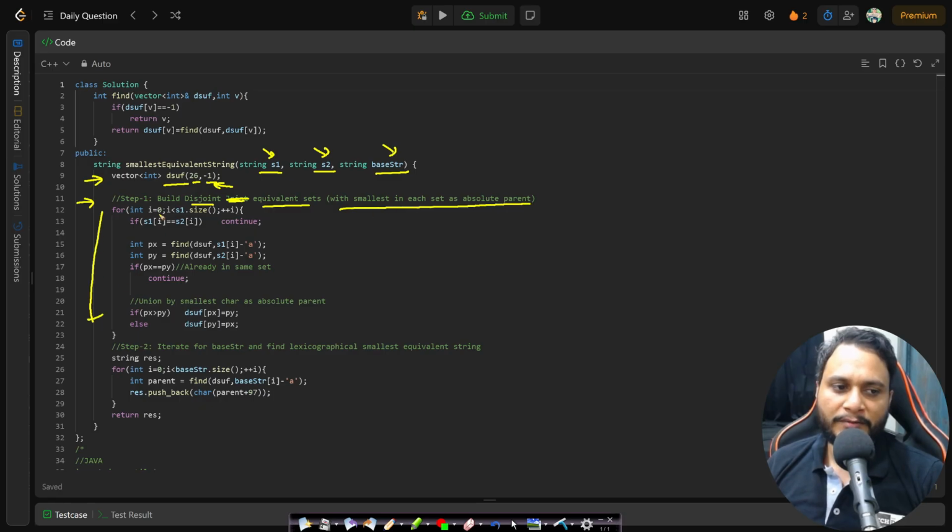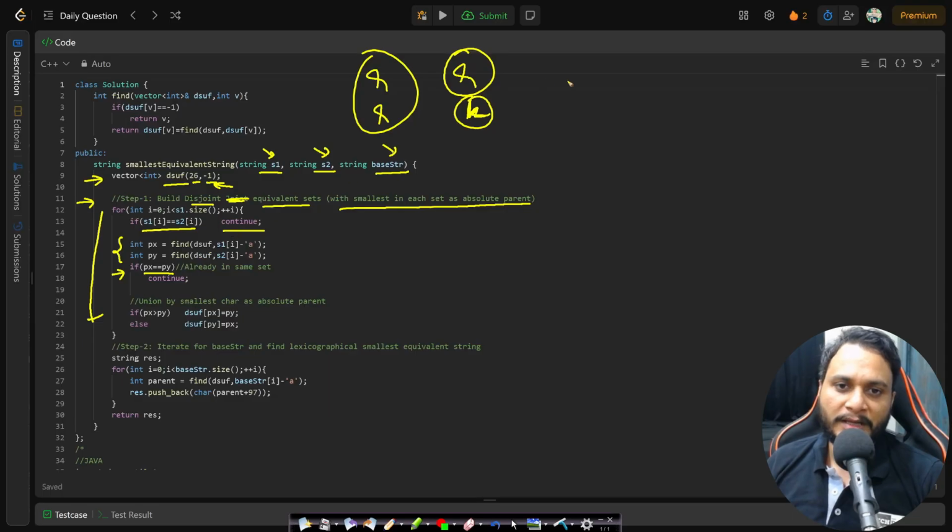So we will be iterating over all the items in S1, S2, and if both items are the same, then union will not be possible, and so I will be continuing simply, right? And if they are different, then I will be finding the absolute parent of both of them separately. If they have the same absolute parent, that means they already belong to the same set, isn't it? And if they already belong to the same set, I do not want to join them. I do not want to take union between them. It will not be possible.